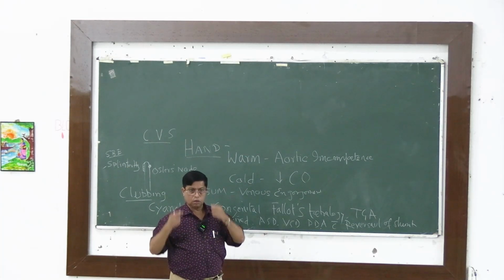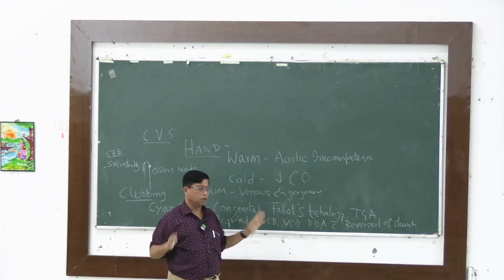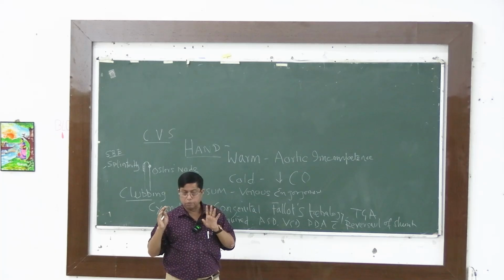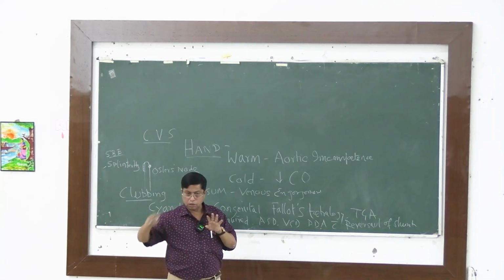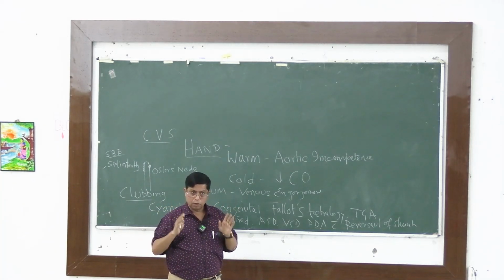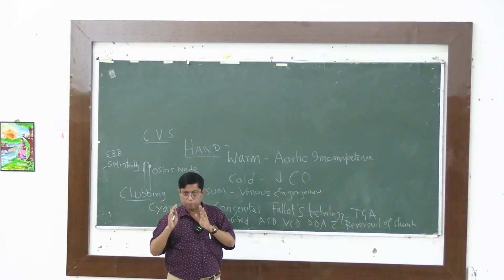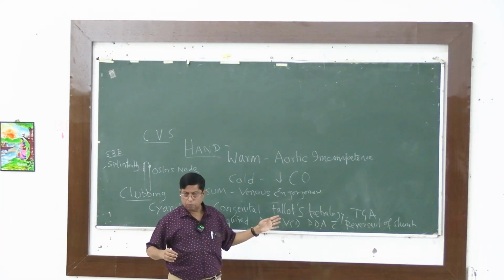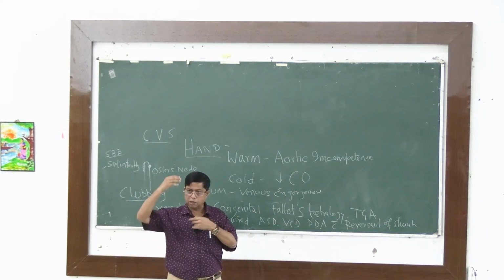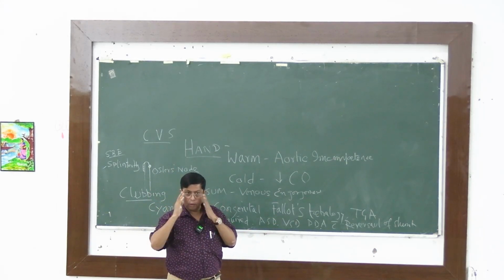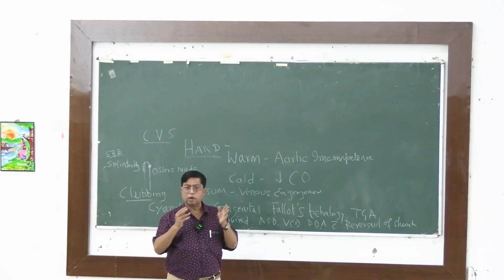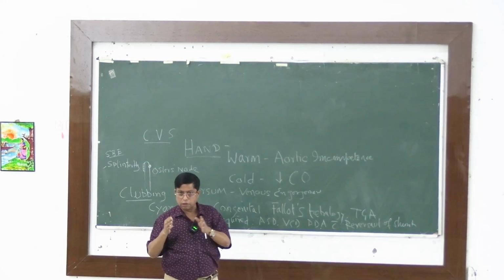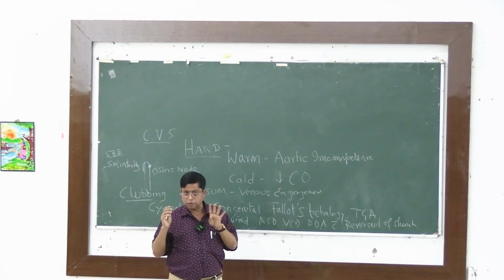Because ASD, VSD, PDA without reversal will produce tremendous pulmonary hypertension. Because they increase pulmonary circulation, from the very beginning they will have some pulmonary hypertension. Gradually that will increase. They are highly compatible with life, may develop pulmonary hypertension, may take 10 years, 20 years, that we don't know. But once they develop pulmonary hypertension, right ventricular pressure will rise and the right ventricular blood will go to the left ventricle. Then only cyanosis will develop. Otherwise, they will not develop cyanosis.